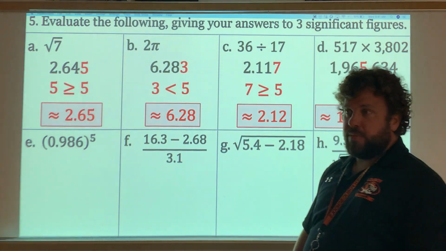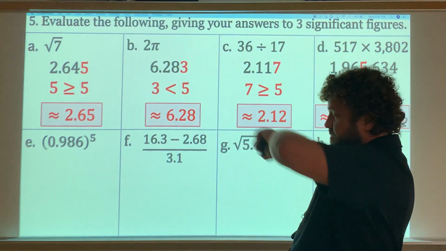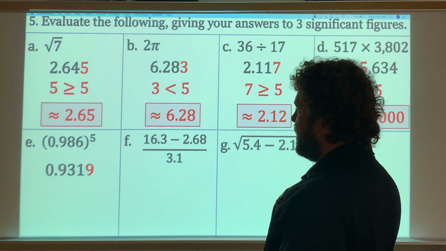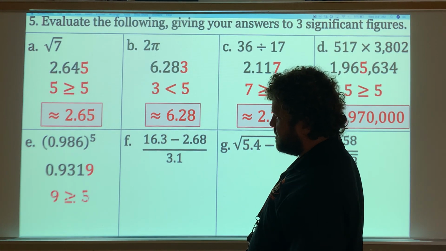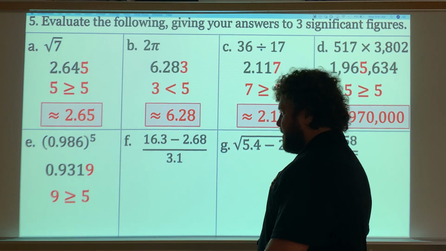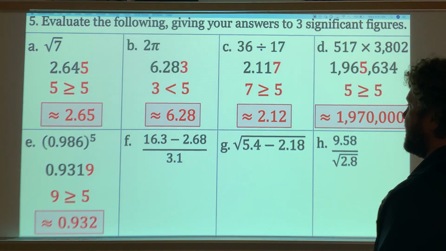0.96986 to the 5th power. So that's the caret button, 5, and you should get 0.9319. 9 is greater than or equal to 5. 2 rounds up to a 5, 932 thousandths.